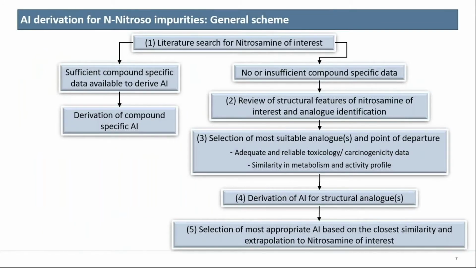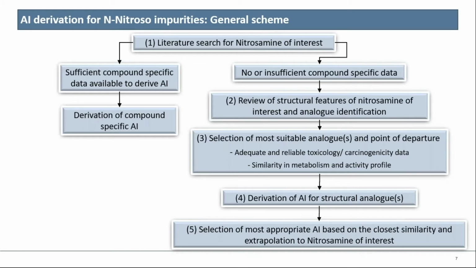Now, in this slide, what you see here is a general scheme of deriving acceptable intake for N-nitroso compounds or nitrosamine. You will first start with a comprehensive literature search covering both medical, toxicological, and clinical safety data and general databases, and try to retrieve relevant carcinogenicity potency data. If adequate data is there, you will derive an AI using linear extrapolation method. If there are no data, then you will review the structural features of your impurity in detail and try to identify chemical structures that are related to your impurity.